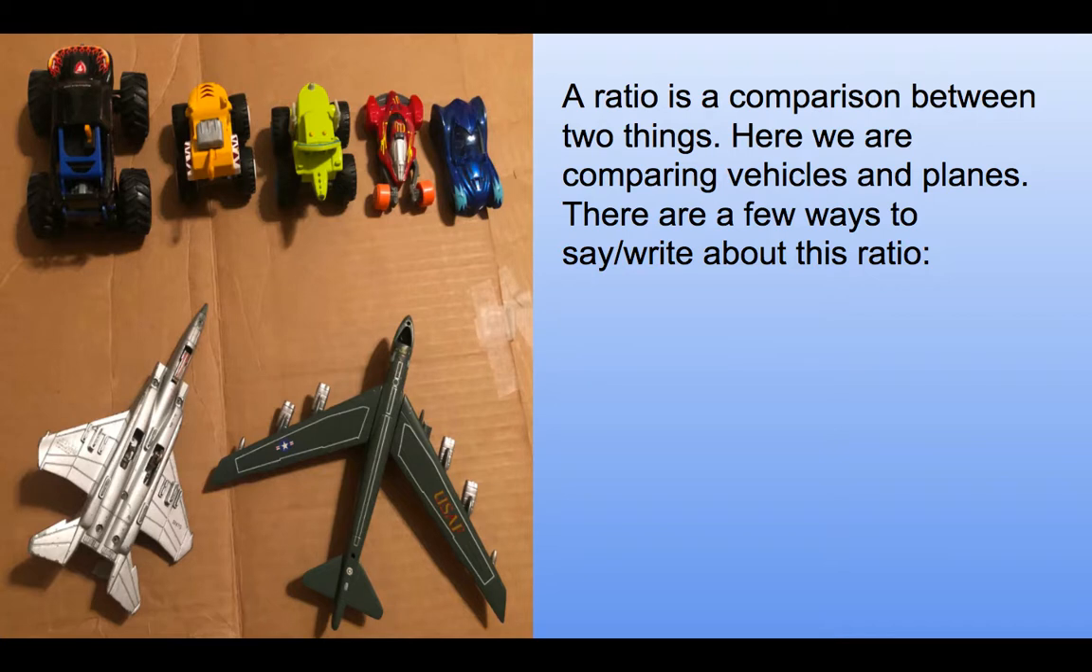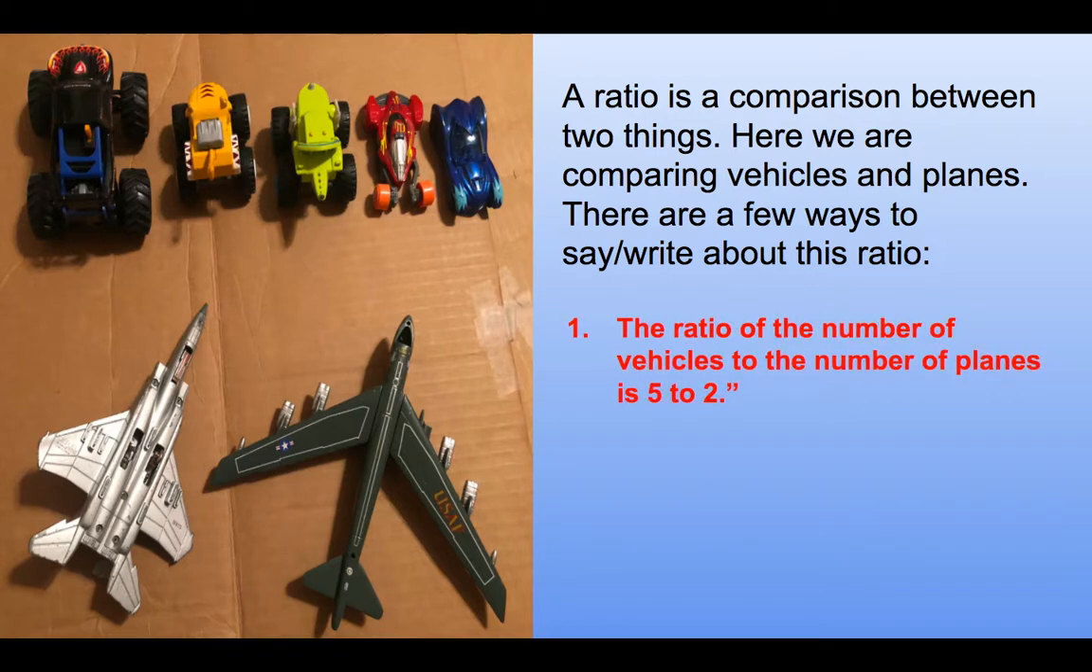So here you see a picture that I took of some of my son's toys. And again, a ratio is a comparison between two things. So in this picture, we're comparing vehicles and planes. And there's a few different ways that we could say or write about this ratio. So we could first say the ratio of the number of vehicles to the number of planes is 5 to 2. There's 5 vehicles and there's 2 planes.